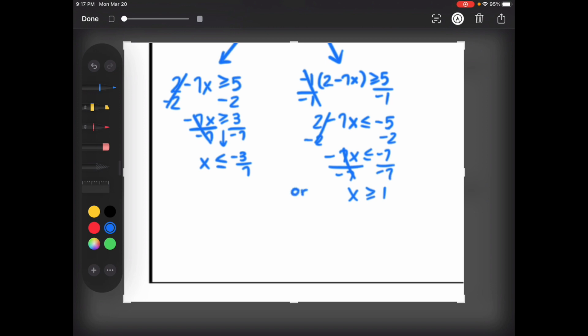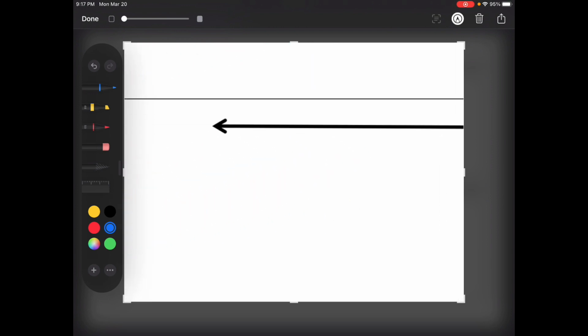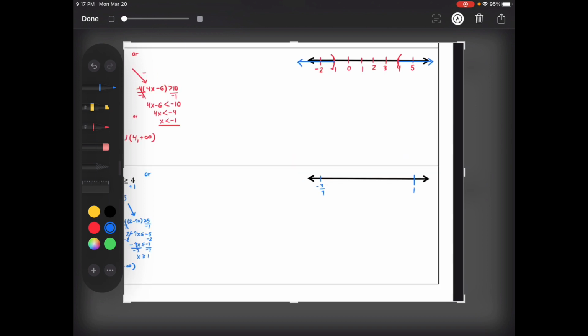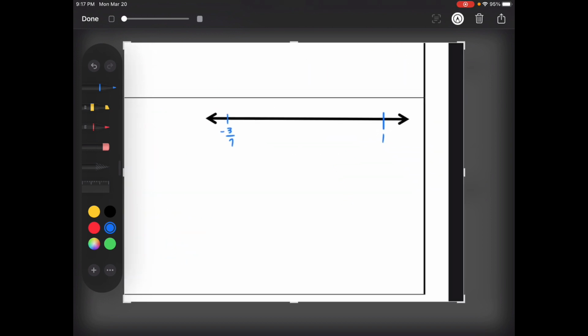This is an OR. So to write it as a set, if it's less than, it can be from -infinity up to that value. Or it can be from 1 to positive infinity. So on our number line, I don't know all the fractions, so we're just going to write that. And then we got a 1 here somewhere. Just make sure they're in the right order.